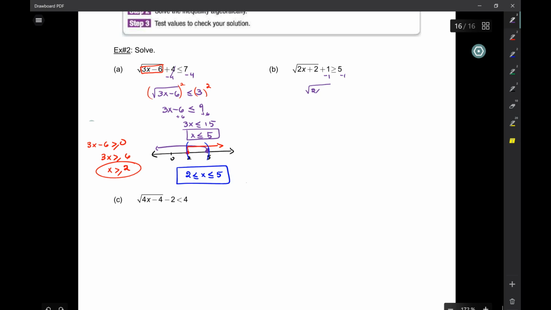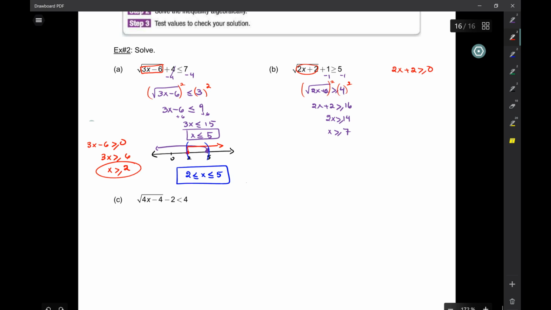Okay, so I'm going to subtract 1. So the square root of 2x plus 2 is greater than or equal to 4. Now I square both sides. 2x plus 2 is greater than or equal to 16. 2x is greater than or equal to 14. X is greater than or equal to 7. Okay, now part 2. I take the inside only. And I say that has to be greater than or equal to 0.